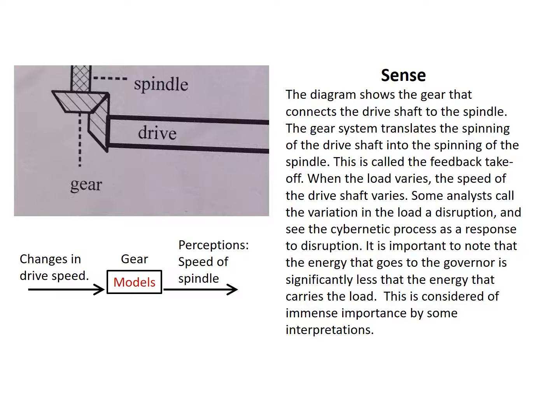It's important to note that the energy that goes to the governor is significantly less than the energy that carries the load. This is considered of immense importance by some interpretations. So below the diagram, we see the schematic. Changes in the drive speed are translated by the gear into the perceptions, or the speed of the spindle.